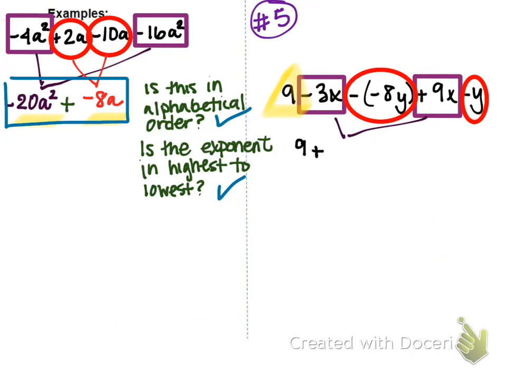If I take negative 3x and add 9x, I will get a positive 6x. And then let's take a look at the opposite of negative 8y, and the negative y. The opposite of negative 8y is really telling me it's a positive. So if I have 8y minus y, I end up with 7y, and it's a positive 7y.